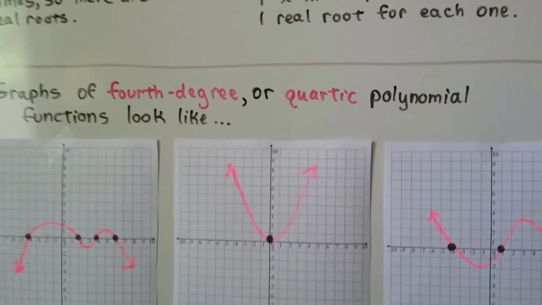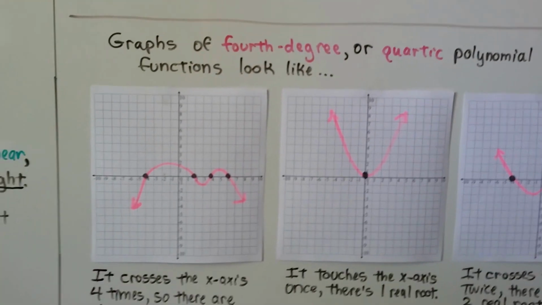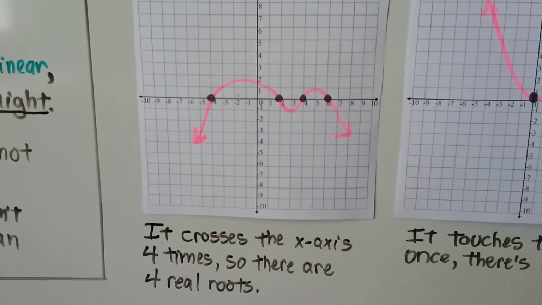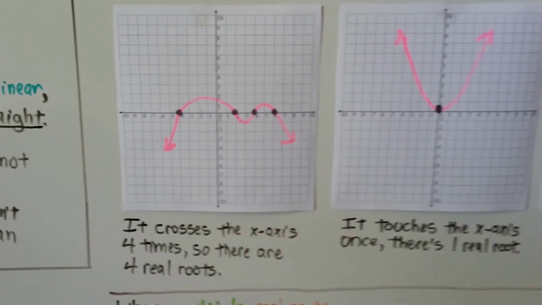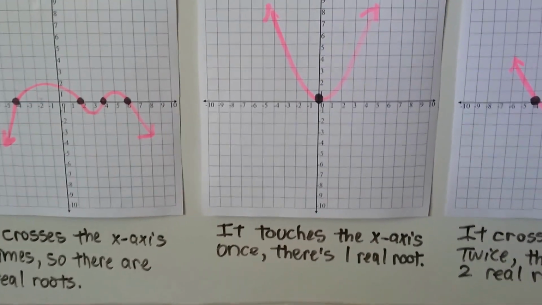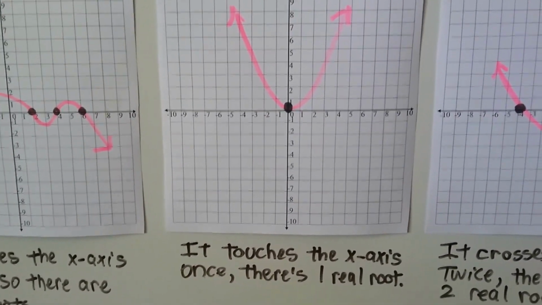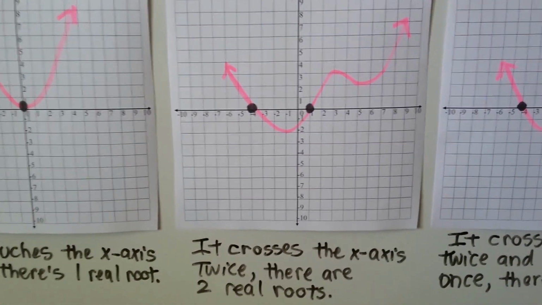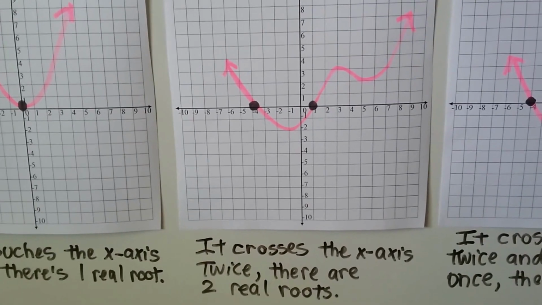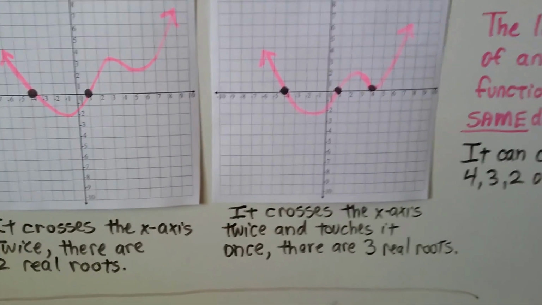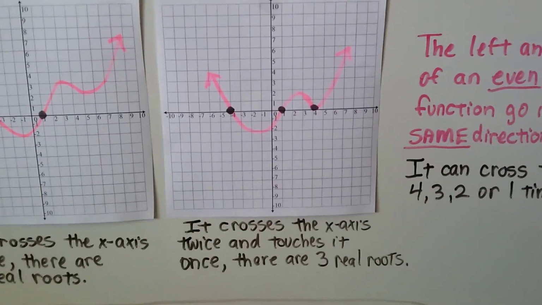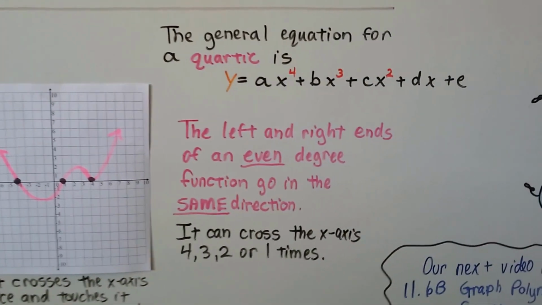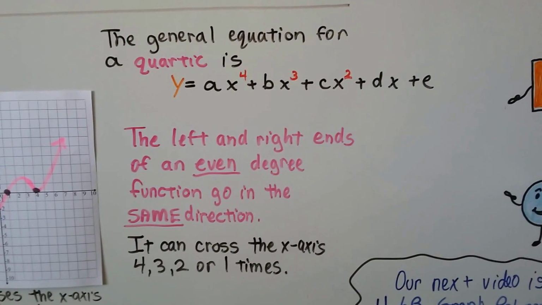Graphs of fourth-degree or quartic polynomial functions look like this. This one crosses the x-axis 4 times. So there are 4 real roots. This one touches the x-axis once. There's 1 real root. This one crosses the x-axis twice. There are 2 real roots. And for this one, it crosses the x-axis twice and touches it once. There are 3 real roots.